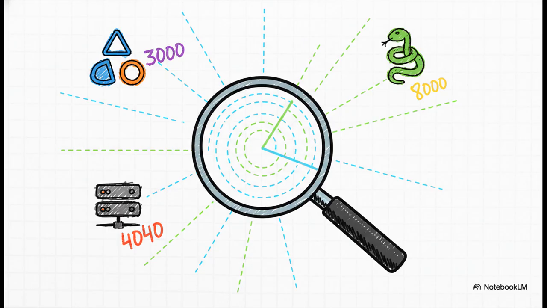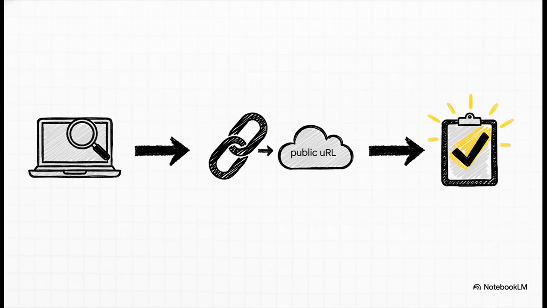If you run it without telling it what to do, it just looks around. It scans for common development ports, like 3,000 for a React app or 8,000 for a Python server, and it just hooks right in. And this, right here, is the perfect example of that zero-config payoff.